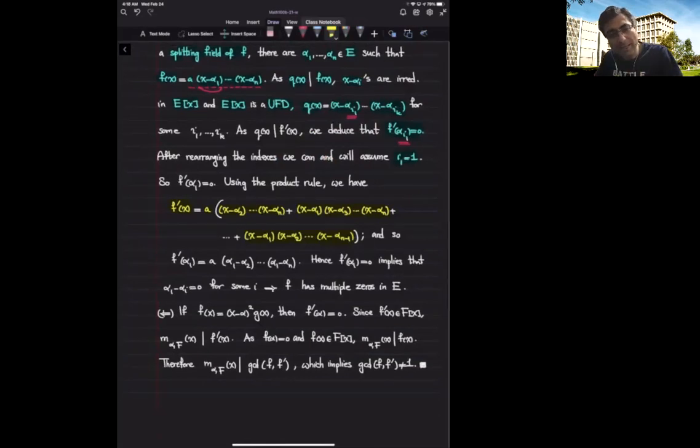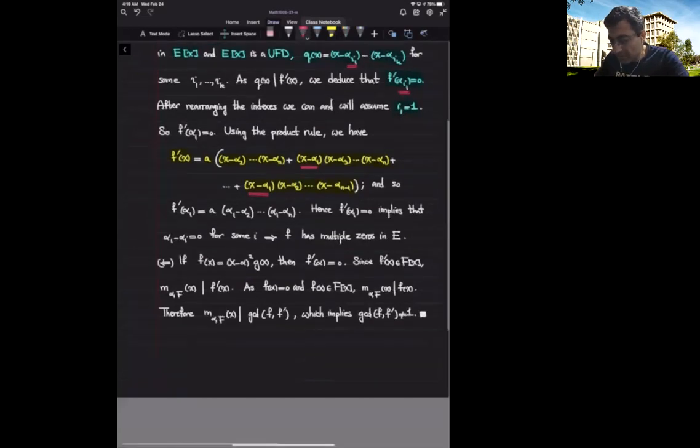Now, when I plug in alpha 1, what happens? When I plug in alpha 1, this factor is 0, so the second term in the summation disappears. Then again, you see in all of these terms x minus alpha 1 appears, except the first term in this summation. So when I plug in alpha 1, the only term that remains is the first term, and I end up getting that f prime at alpha 1 is a times alpha 1 minus alpha 2 times alpha 1 minus alpha 3 times ... alpha 1 minus alpha n.